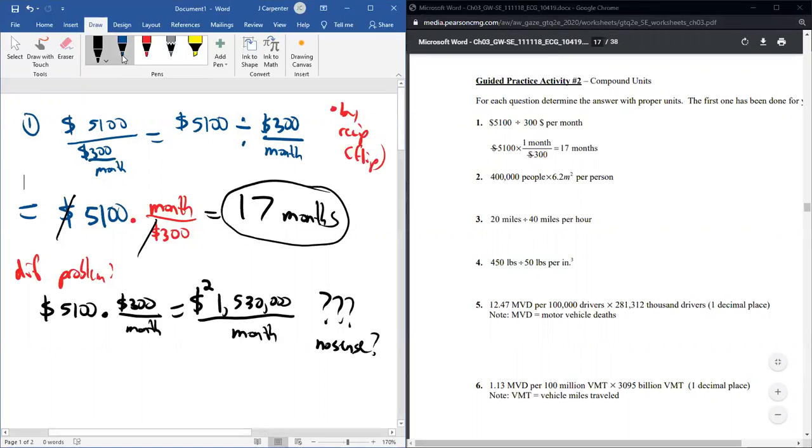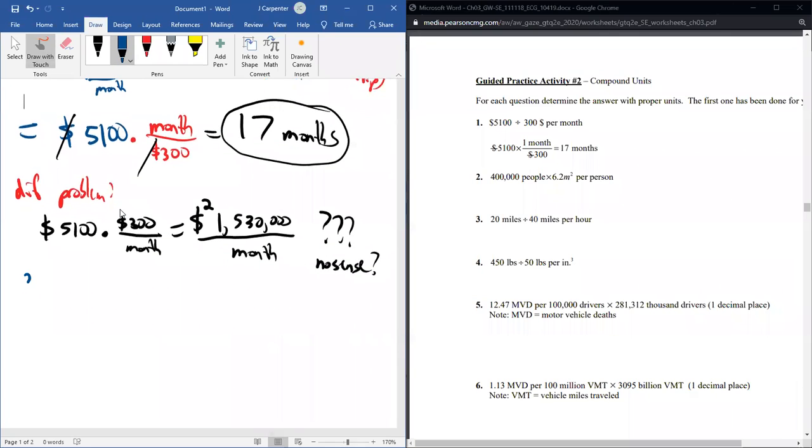All right, rant aside. Number 2, the one that hasn't been done yet. 400,000 people times 6.2 meters squared per person. So a meter squared is a type of area. So this meters squared per person is a population density.